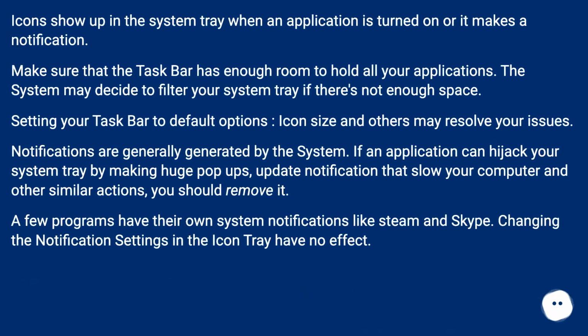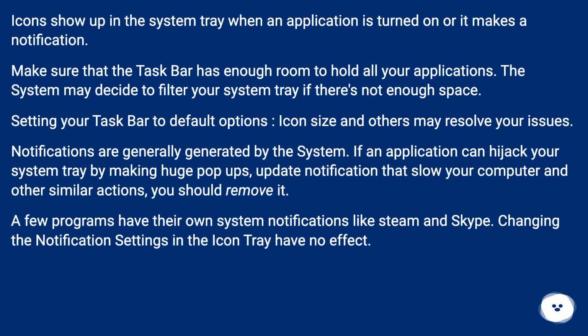Icons show up in the system tray when an application is turned on or it makes a notification. Make sure that the taskbar has enough room to hold all your applications. The system may decide to filter your system tray if there's not enough space. Setting your taskbar to default options, icon size, and others may resolve your issues.